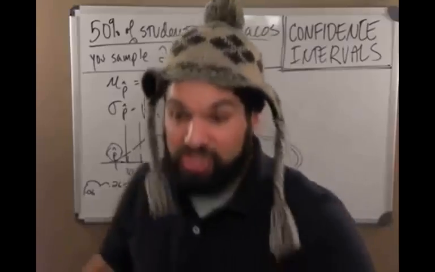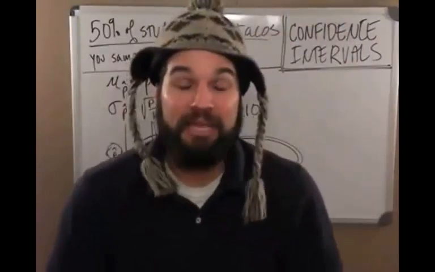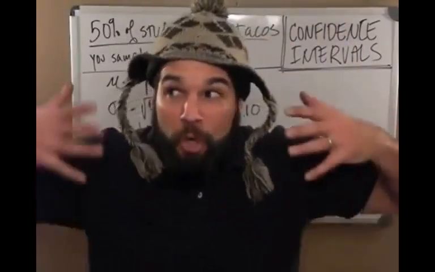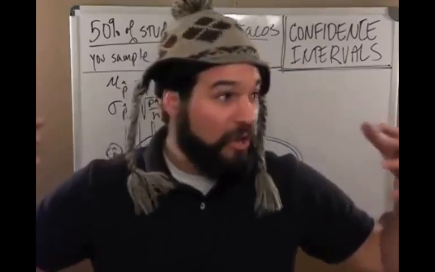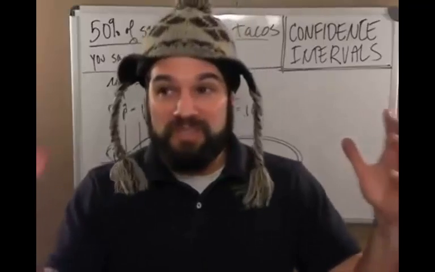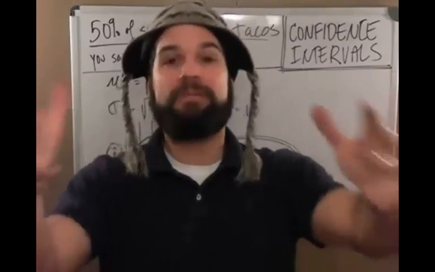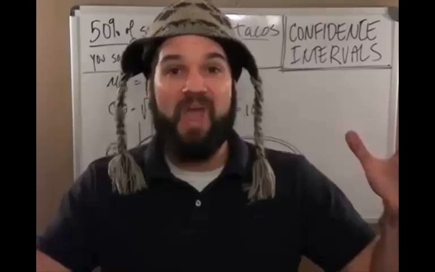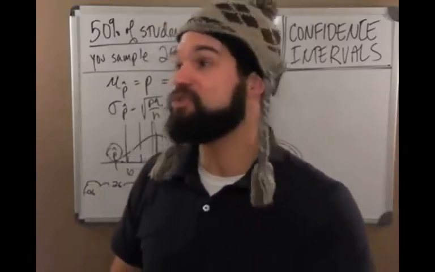Here's the deal. You're standing on some p-hat, and you go up a little bit and down a little bit, hoping the true P is in there, but you don't know if it is. You're going to be wrong sometimes. You make a 90% confidence interval, you're going to be wrong.